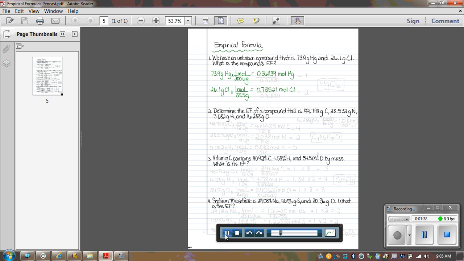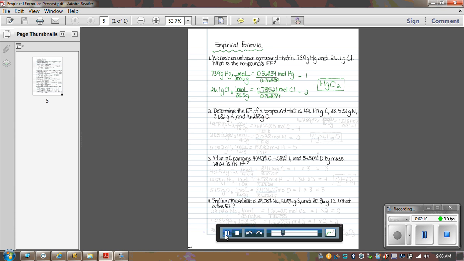Now you're going to decide which of those two values is the smallest, which is obviously the mercury value, and you're going to divide both of them by the smallest value. So when you divide this one by itself, we're going to get 1. And when you divide this one by 0.36839, you end up with a 2. And those are your coefficients for your substance. So mercury is going to have a 1, and chlorine is going to have a 2. And that is your empirical formula for this problem.